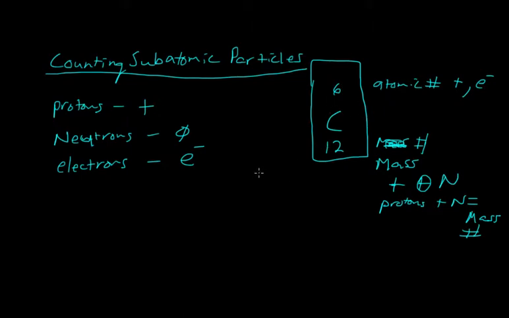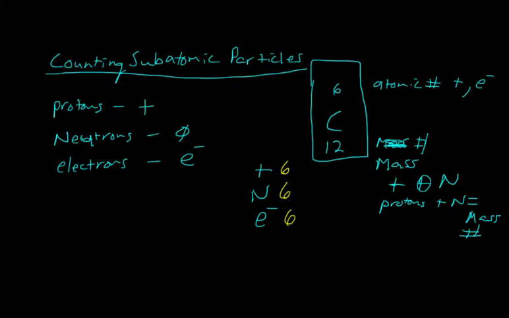So if we look at protons, neutrons, and electrons for carbon, let's take another color here. I have 6 protons. Because this is a neutral atom, I have 6 electrons. And for the neutrons, I just take the 6 from the 12, which gives me 6. So there are 6 protons, 6 neutrons, and 6 electrons in carbon.